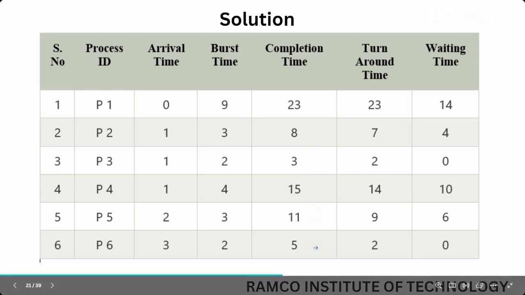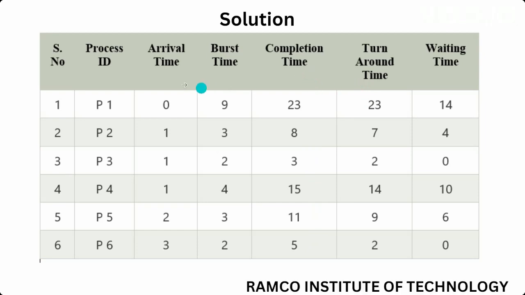After that, we need to calculate the turnaround time and waiting time. The turnaround time is the difference between the completion time and arrival time. So here the turnaround time of P1 is 23, that is completion time minus arrival time. So 23 minus 0, 23. Next one is P2. P2 turnaround time is 7. Here the completion time is 8 and arrival time is 1. So 8 minus 1, 7.